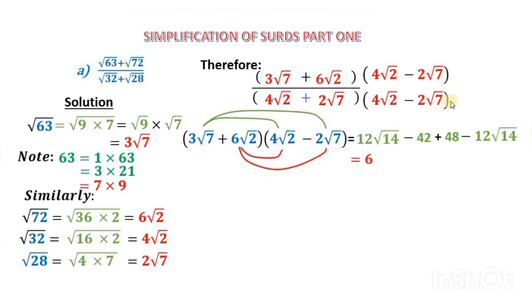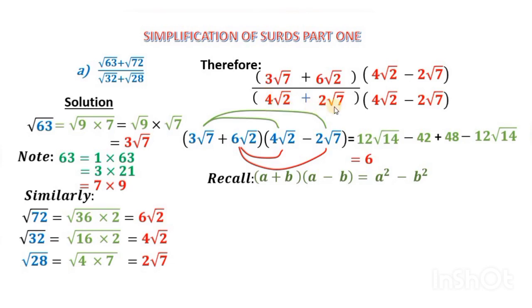So that is the result for the numerator. For the denominator, first we recall that if you are given an expression a plus b into a minus b, where a and b repeat in the next bracket, the only difference being addition and subtraction in the two brackets, then the result should be a difference of two squares, that is a squared minus b squared.